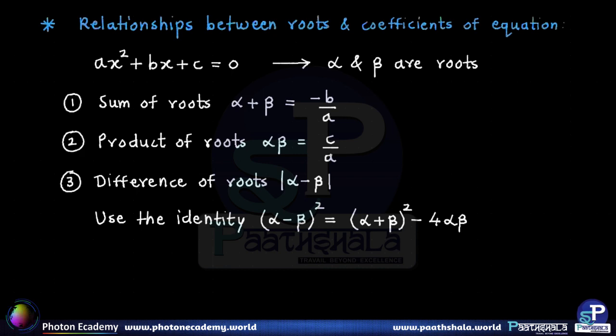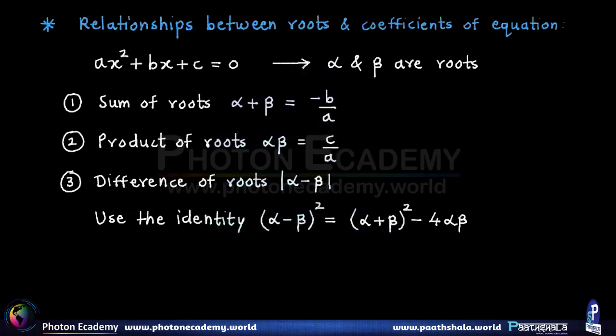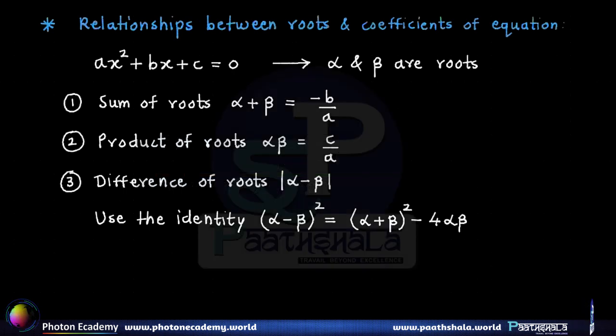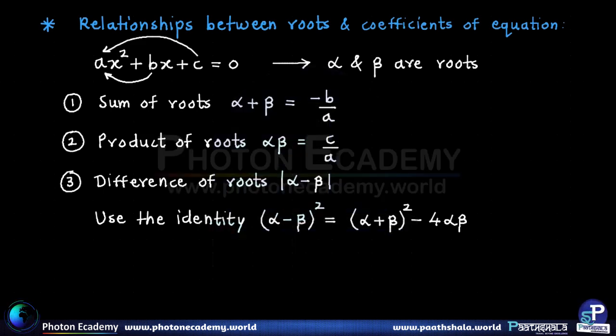Let's move ahead and see the relationship between the roots and the coefficients of the quadratic equation. So if we denote the two roots by say alpha and beta of the quadratic equation ax² + bx + c = 0, then the sum of roots, which is nothing but alpha + beta, is given by -b/a. That is, you can see the ratio is of the x coefficient and the x² coefficient. Whereas the product of roots, that is alpha beta, is given by c/a, that is the constant term divided by the coefficient of x².